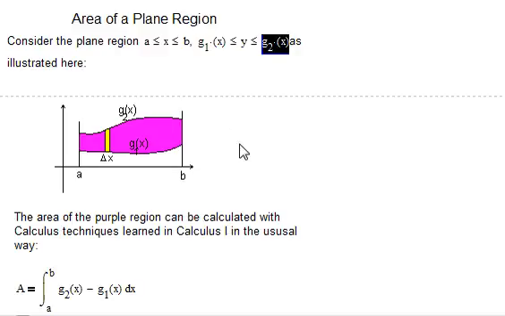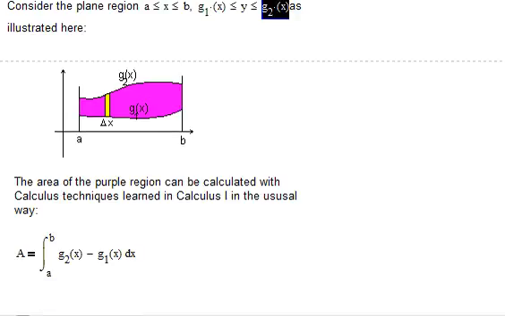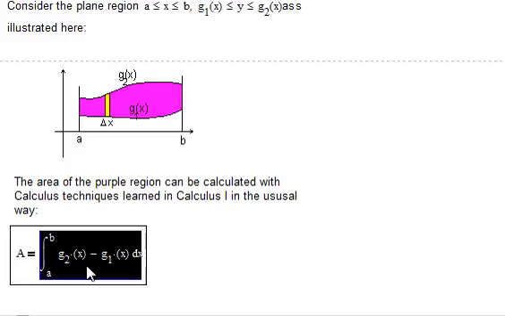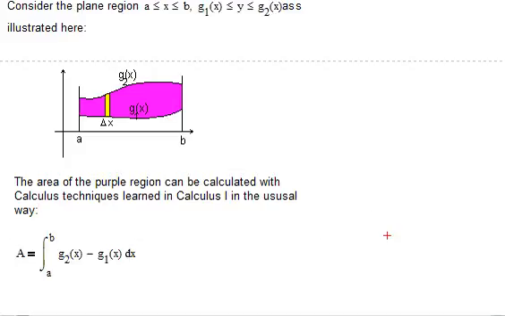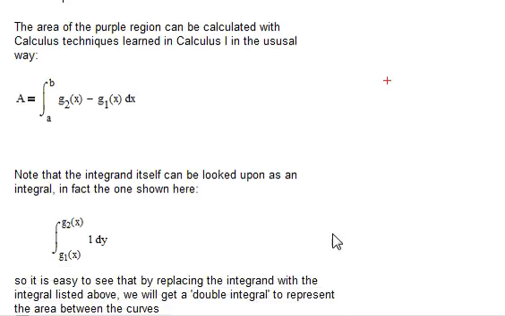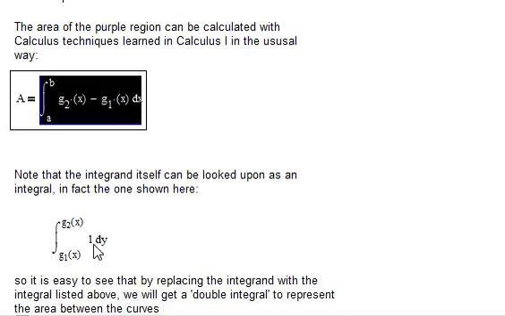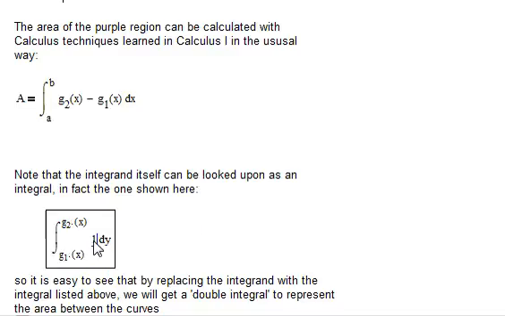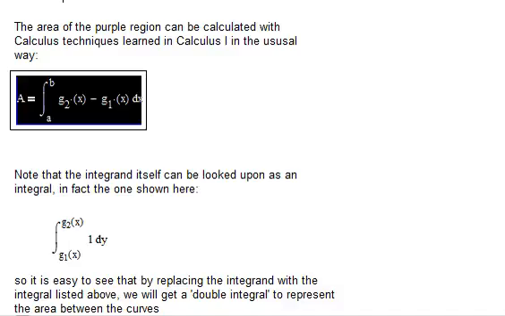between the graphs and between those limits can be calculated with Calc 1 techniques, like we did in Calc 1, right? Just like this, we've already done that. But let me show you. If you use an integrand of 1, this is the same thing as this, because if you integrate this with respect to y, you get y, and then you put in the limits y equals g2 of x minus g1 of x. So that's exactly what you have here.